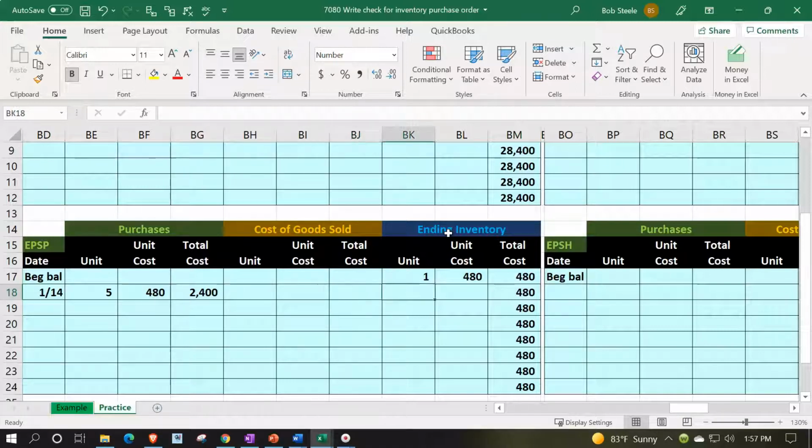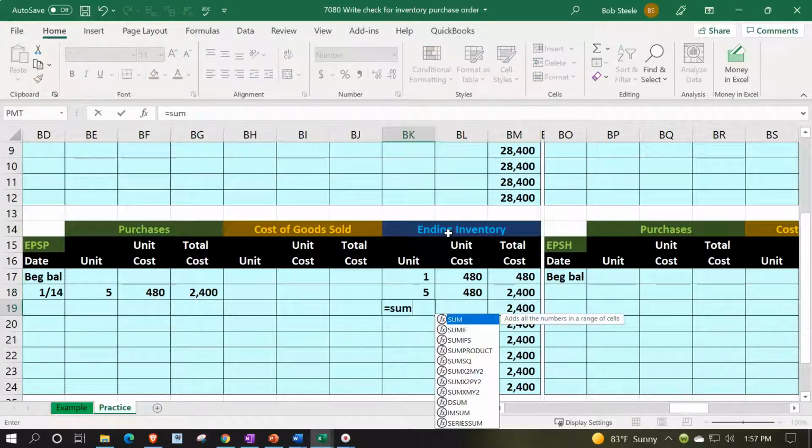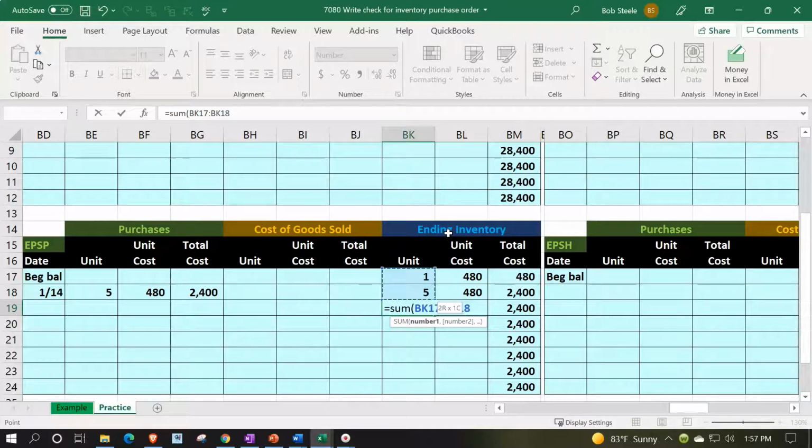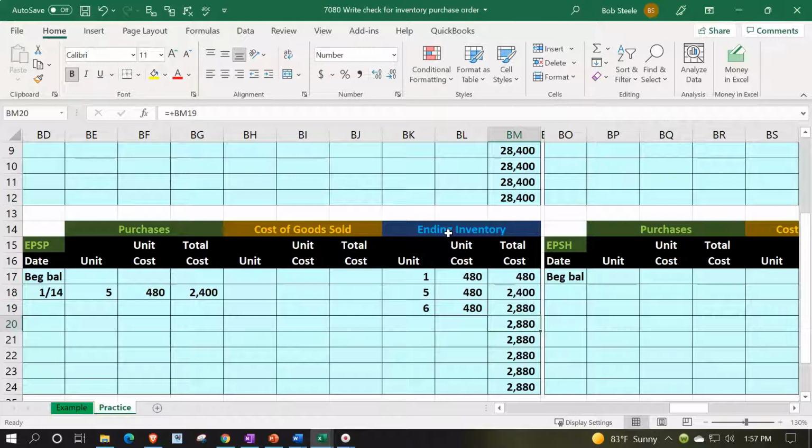And so then if I go over here and say, what's that going to do to ending inventory? We're going to have 5 more units at 480. So 5 times 480. Now we've got another 2,400 of the guitars. Let's add them up then. So we had 1 last time. Plus 5 gives us the 6 at 480. That gives us then the 6 times the 480, or the 2,880 of those types of guitars.